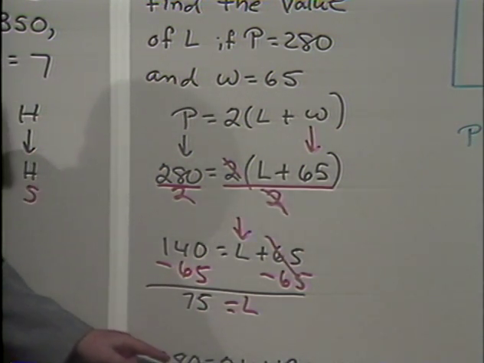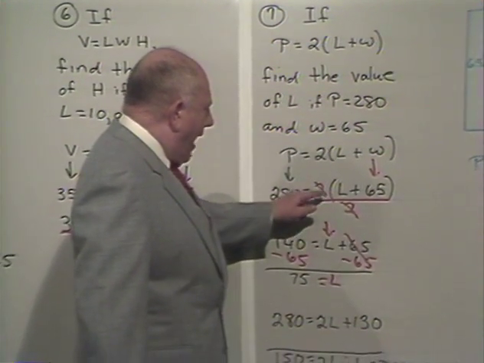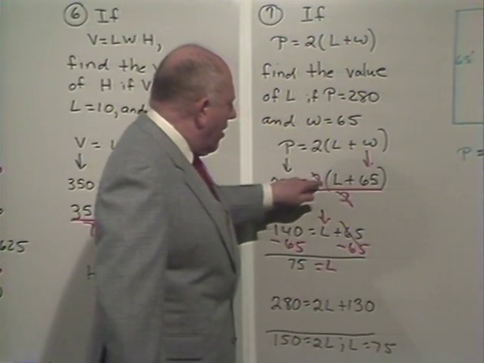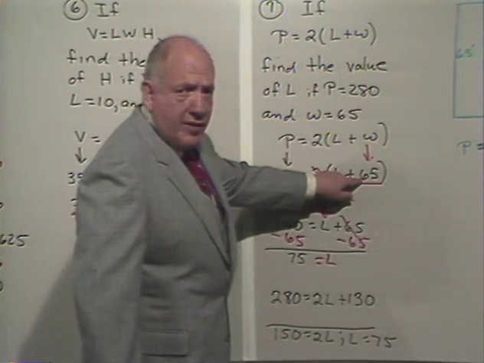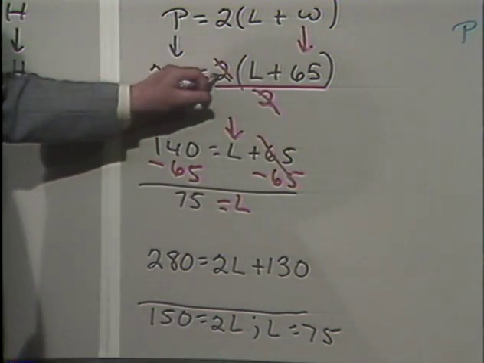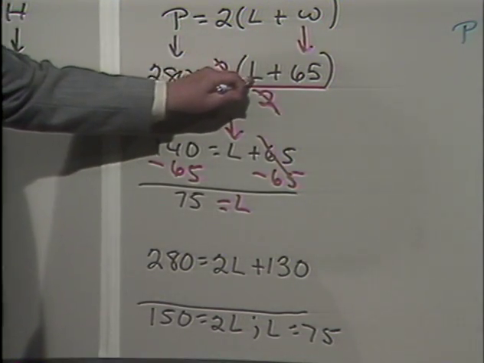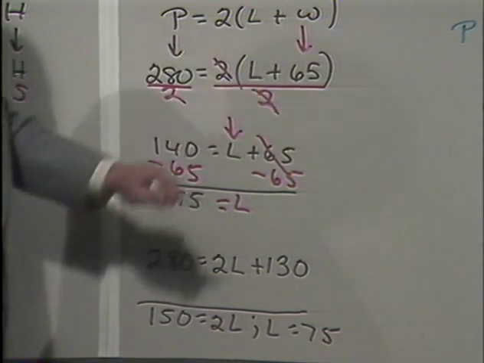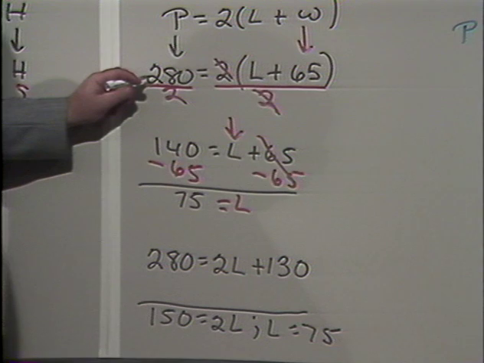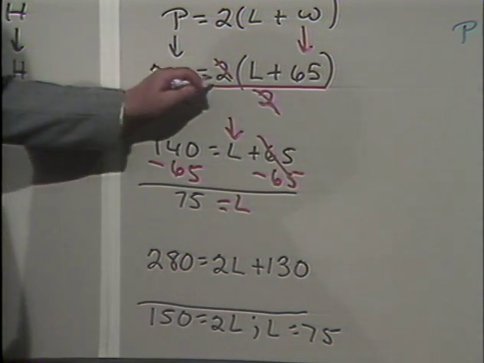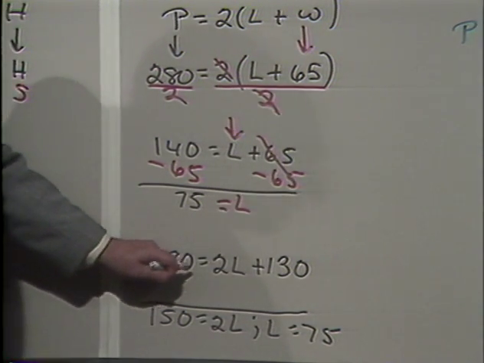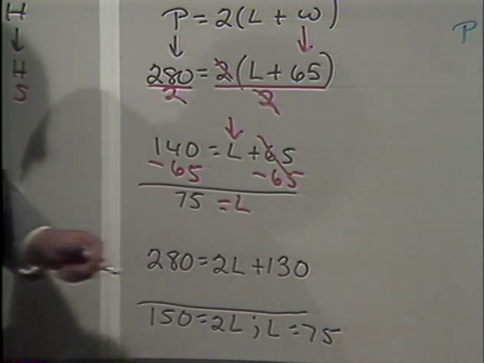And by the way, remember I warned you about this before. Don't go back here and decide to subtract the 65 first. Remember, the 2 is multiplying the 65. If you want to get rid of the parentheses, you can use the distributive property to say that 2 times L is 2L, and 2 times 65 is 130. In other words, you have the right to rewrite this problem as what? 280 equals twice L plus 130.